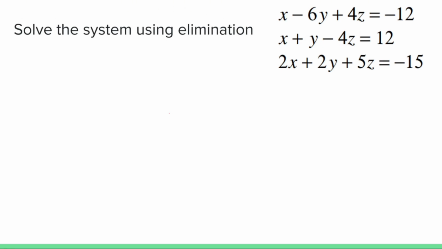Let's get rid of the x's. So what I'm going to do is multiply the top equation by negative 2, and that'll compare with the positive 2x. I'm also going to multiply the middle equation by negative 2, and then negative 2x will also line up with 2x. So we rewrite the top equation. We've got negative 2x, right? Multiply that negative 2 out, so we got negative 2x plus 12y minus 8z equals 24.